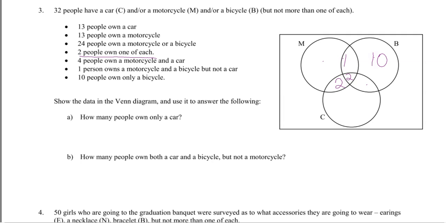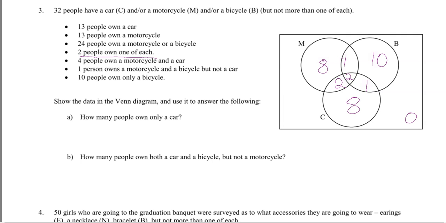So 13 own a motorcycle. So 2, 4, 5, and 8 would give me 13. 13 people own a motorcycle. We did that. 13 people own a car. Okay, we're not quite there yet. 24 own a motorcycle or a bicycle. Okay, so this, and this. So all of these, including that, have to add to 24. So we've got 10, 20, 22, 23, 24 own a motorcycle or a bicycle. All right, and now 13 people own a car, 2, 4, 5, 8.